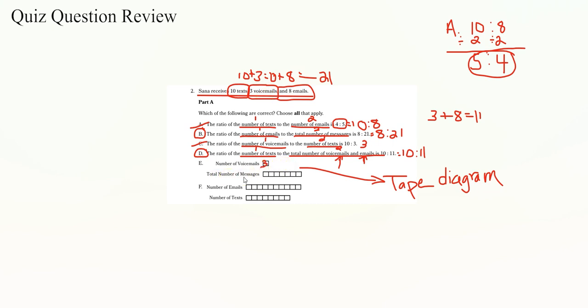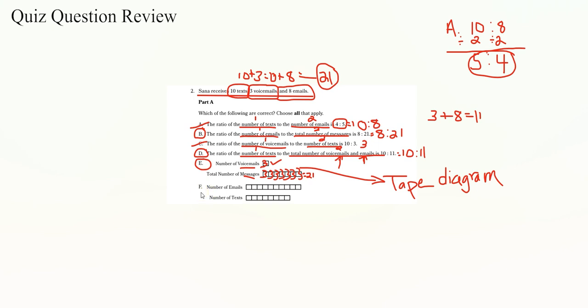Total number of messages. We know that we have a total of 21. We identified that earlier. How many boxes do we have? 1, 2, 3, 4, 5, 6, 7. We already identified that each box is going to represent 3. So we're going to write 3 in each box. And we know that if we count by 3 seven times, that is going to equal 21. So guess what? It is equivalent to what we know about voicemails and messages. We know voicemails is 3. That's a check. And we know the total number of messages is 21. So we will circle E.